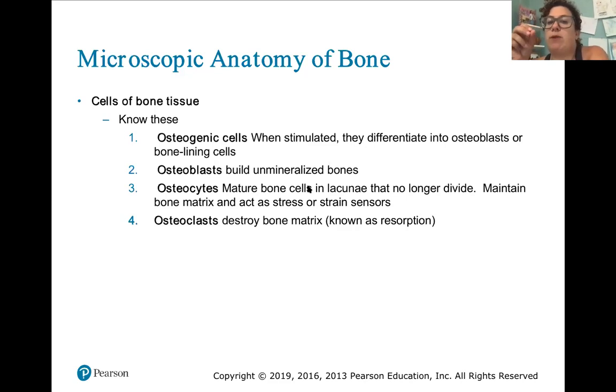They build unmineralized bone. That's the key term there. B for blasts, B for build. That's the way we remember it. Osteocytes are mature bone cells. As the bone is being formed, these osteoblasts basically calcify and get stuck in the matrix, and they no longer divide. What they do is maintain that matrix and act as a stress sensor. And then we have osteoclasts, and these break down or destroy the bone matrix. So, for example, when our calcium levels are not optimal, we might have some breakdown of the bone, such as in osteoporosis, to make up for that.